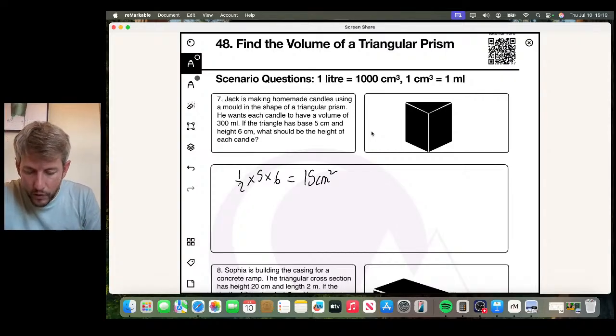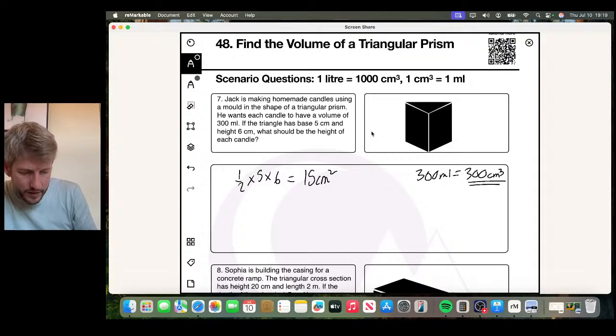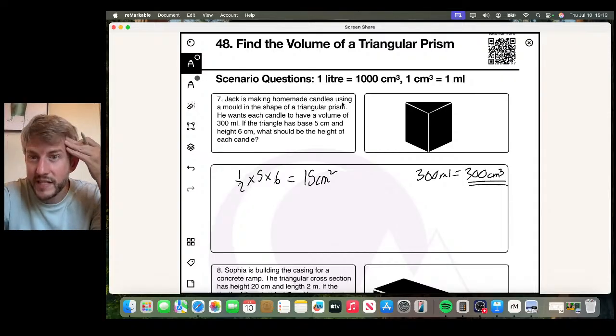Okay, he wants it to have a volume of 300 ml. So remember, 300 ml equals 300 centimeters cubed. Okay, so we've got that there, 300 centimeters cubed.